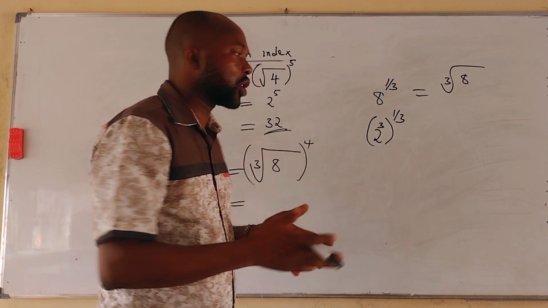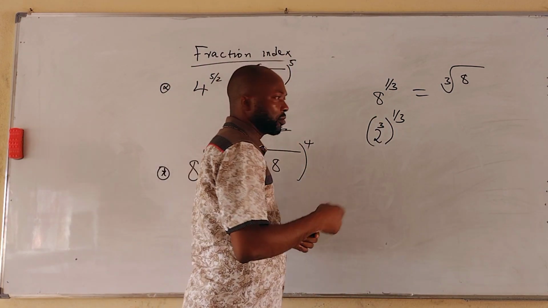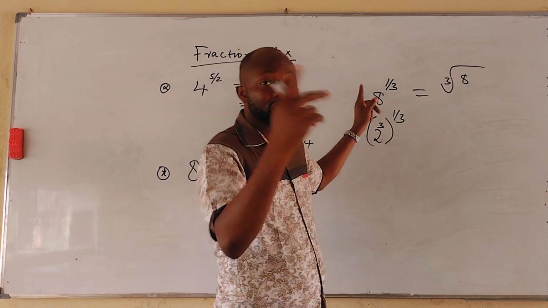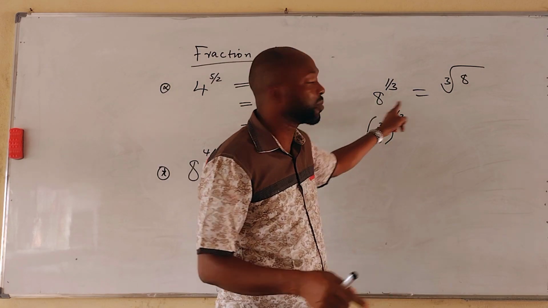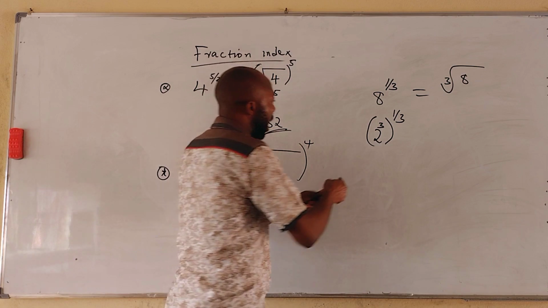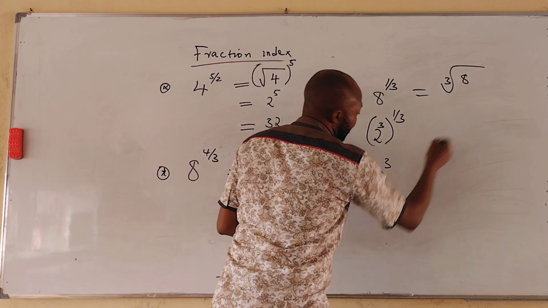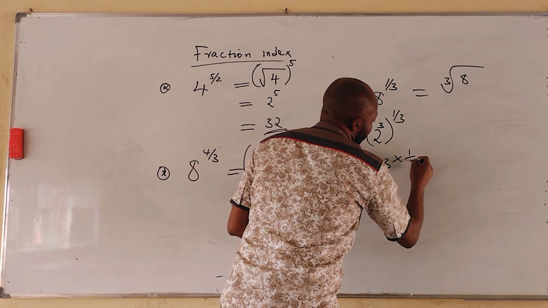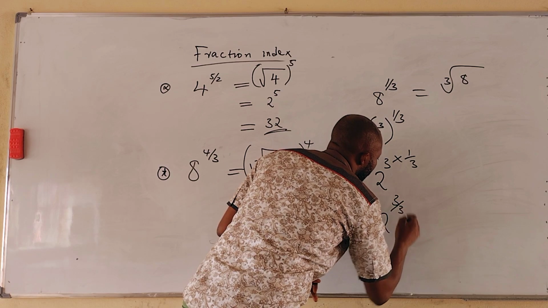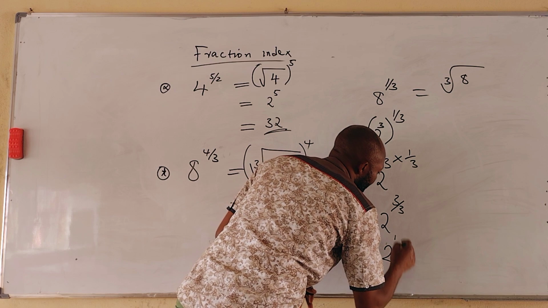Powers' law says that when a number is raised to a certain power, which is again raised to another power, the powers are multiplied together for the final result. So I will have 2 raised to the power 3, which is here, multiplied by 1 over 3 for the final result. So this is 2 raised to the power 3 times 1, which is 3 over 3. 3 divided by 3 is 1. 2 raised to the power 1 is 2.